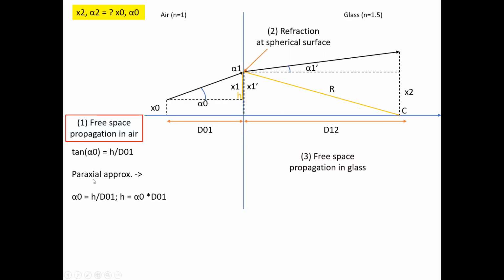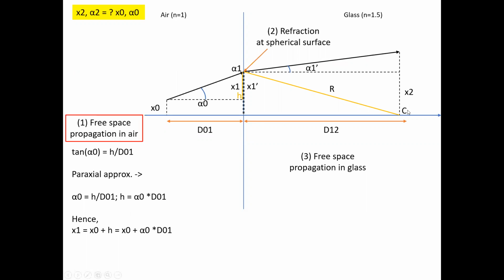Now we have to remember our paraxial approximation, which means tan of the angle becomes the angle itself. So it becomes alpha naught, or alpha 0, equals h, the small height, over d01. Or we can write h equals alpha naught times d01. So this is one of our equations, okay?